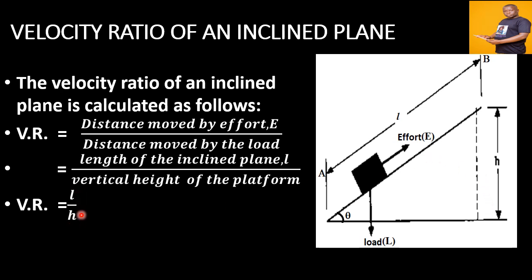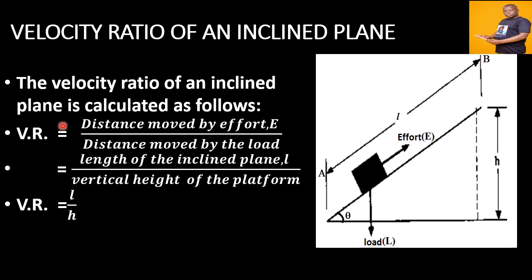Whatever units, they should be the same. The units of length should be the same as the units of height. If one of them is in centimeters, the other in meters, remember to change accordingly, so that the units eventually will cancel out to give us a pure number, which is velocity ratio. Remember, velocity ratio is just a pure number. It does not have unit. It's unitless, we say.